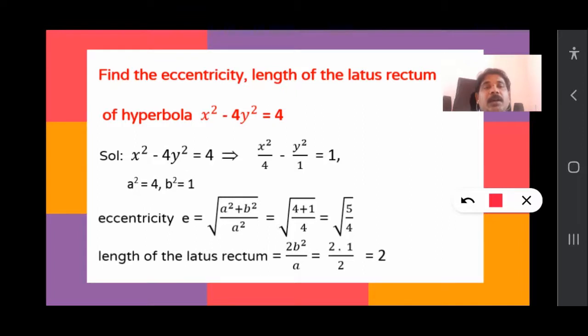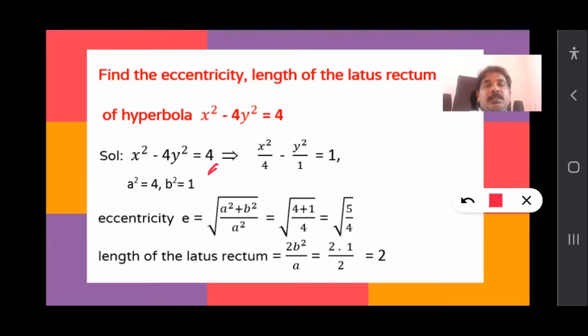Next question. Find the eccentricity and length of latus rectum of hyperbola x square minus 4y square is equal to 4. Hyperbola is given. Find eccentricity and its length of latus rectum. Solution. First, write the given hyperbola into standard form x square by A square minus y square by B square is equal to 1. The given hyperbola is x square minus 4y square is equal to 4. The RHS in a hyperbola should be 1. Therefore, divide with 4.